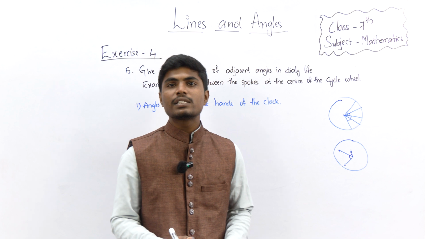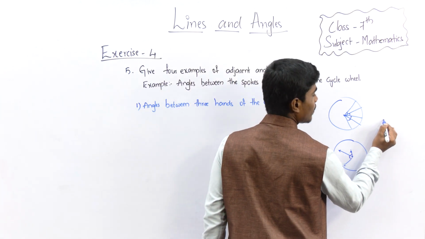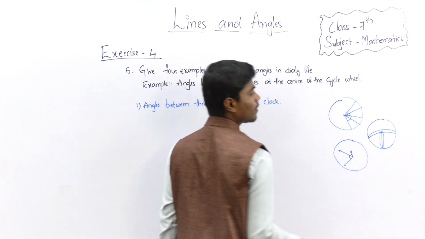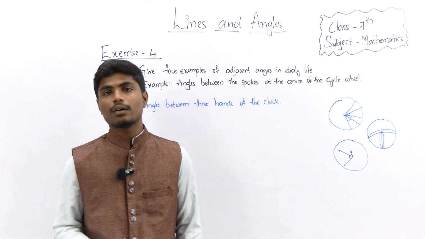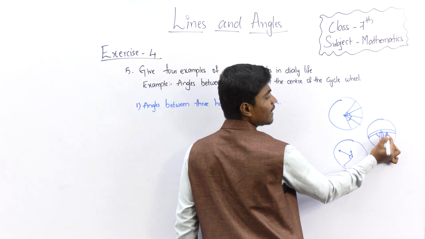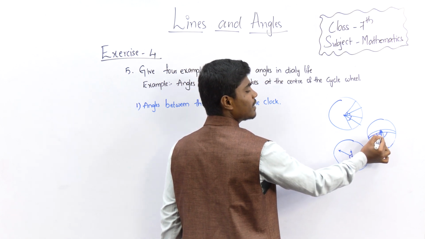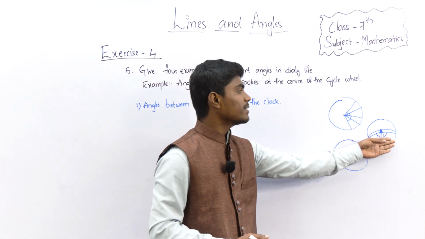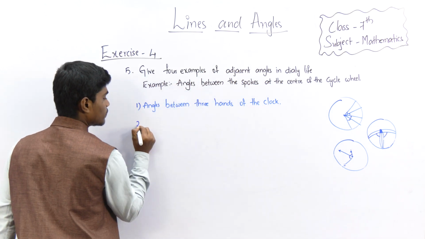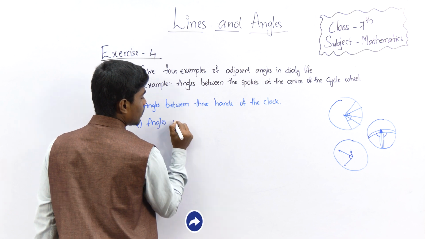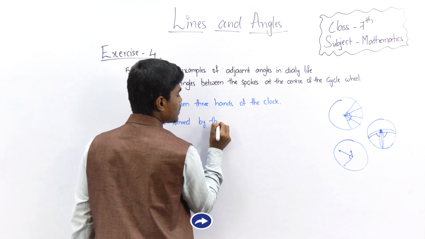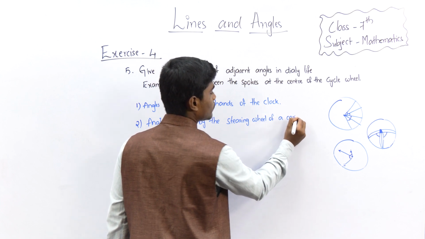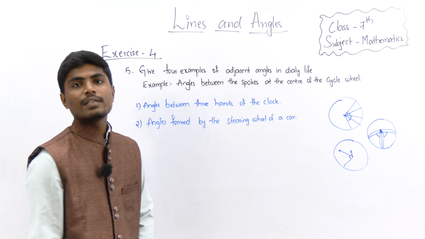Now if you take the steering wheel of a car, see here, this is the steering wheel of a car. It is in this way. Here one angle is formed and here one angle is formed. Here this is the common vertex and this arm is common. So these are adjacent angles. So, angles formed by the steering wheel of a car. Okay, this is the second example.